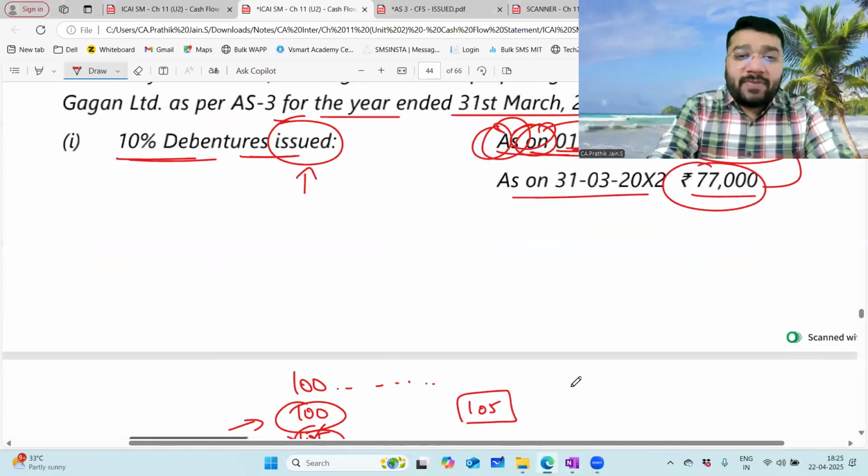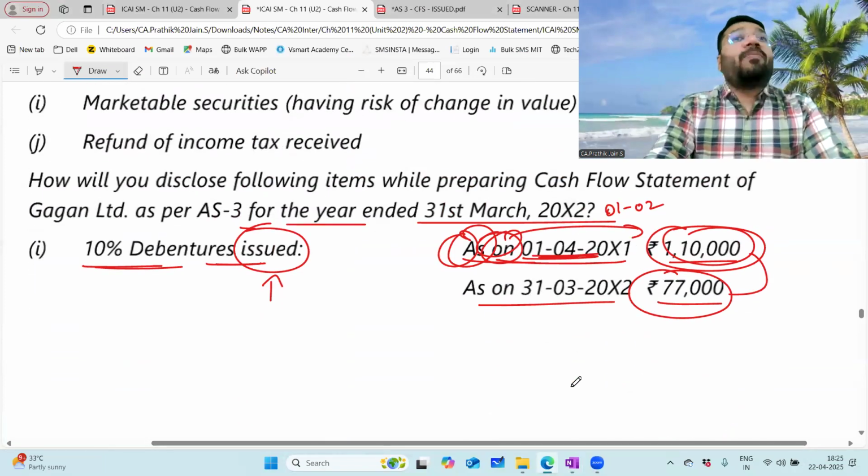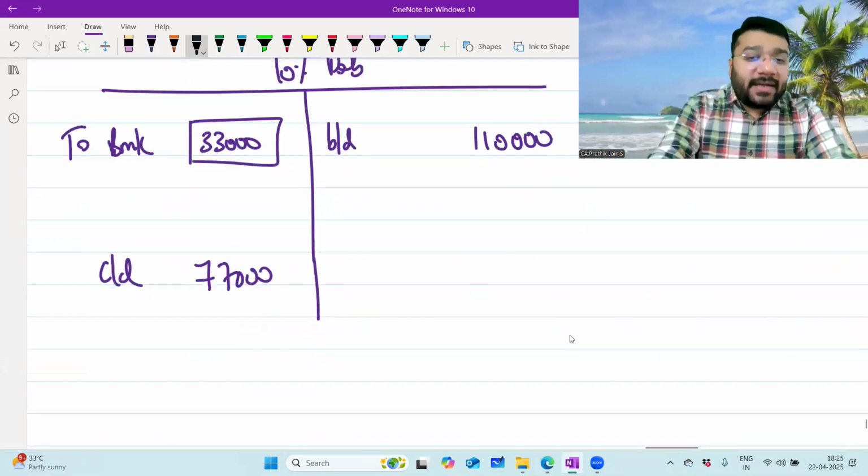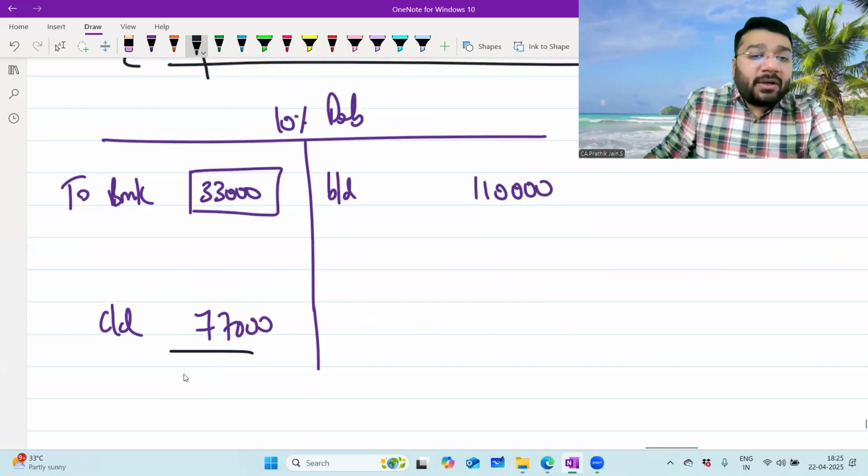One more time, listen to this very carefully. Guys, in this question, they have told that opening balance of debenture is 110, closing balance 77. So how much debenture is redeemed? 33,000 worth of debenture is redeemed.